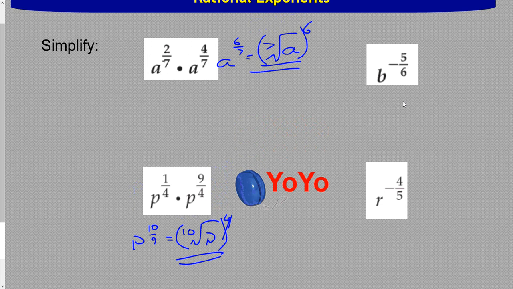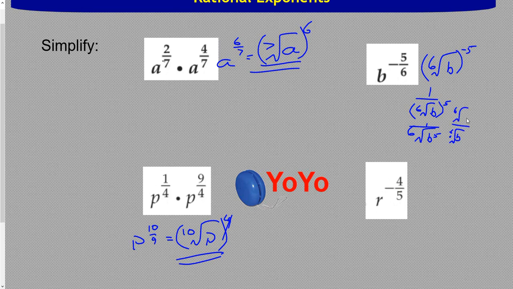Now's where it gets slightly more tricky. B to the negative 5/6. Well, that's the 6th root of b, and the whole thing is to the negative 5th. So that means it wants to be in the denominator, so that's 1 over the 6th root of b to the 5th, right? The problem is I can't have radicals in the denominator, so I'm going to have to multiply some stuff here. So what I really have is the 6th root of b to the 5th power under 1. So I just need to multiply by 1 more 6th root of b to make that 6th root of b to the 6th, and that's something that can be simplified.